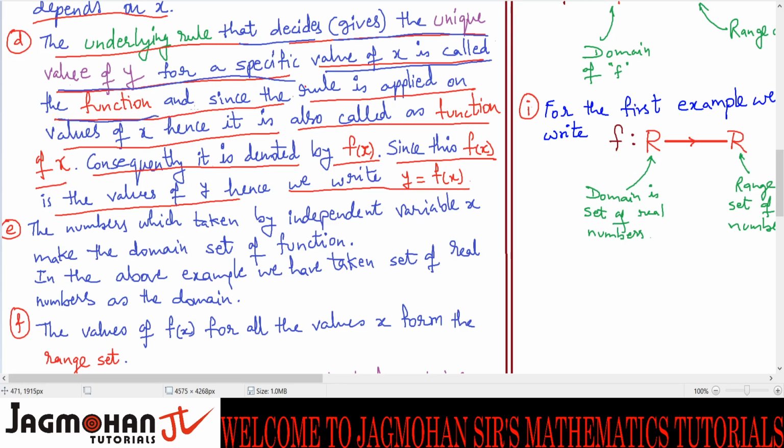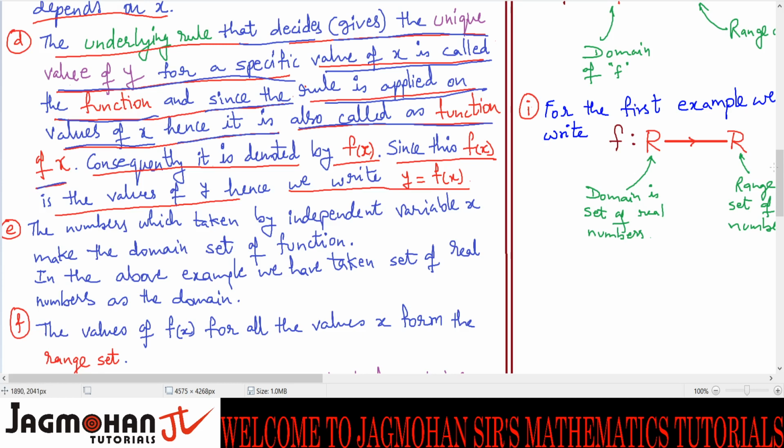Further, since the rule is applied on the values of x. Where is this rule applied? This rule is applied on the independent variable x. Every single time it is the x value which comes first. So the rule is applied on the values of x, hence it is also called a function of x.